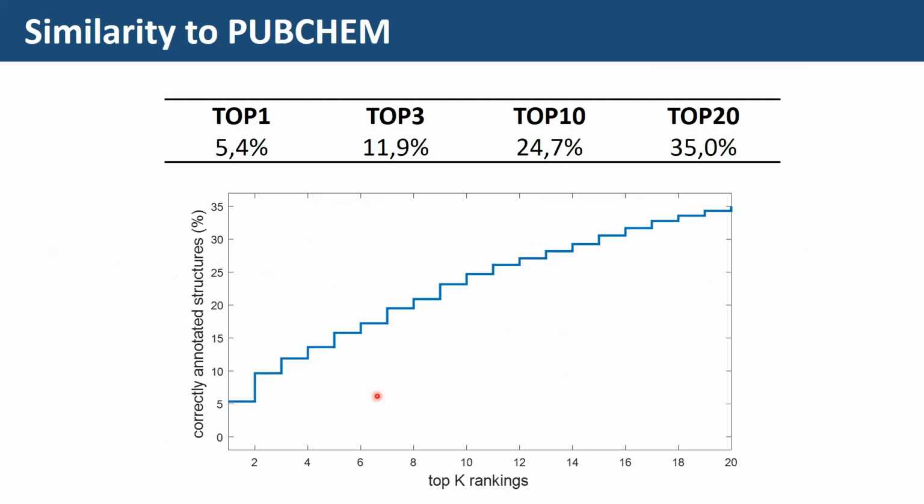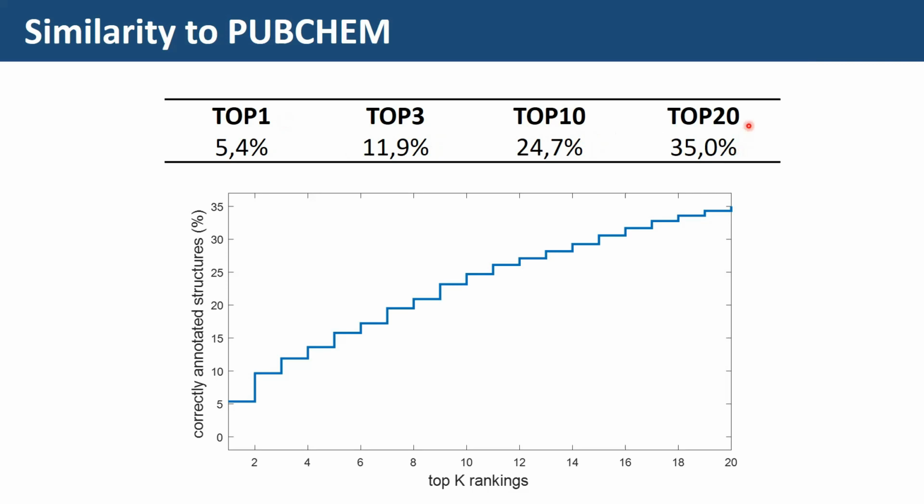These are the results we got, which are not perfect, but at least they gave us some indication. In 5% of the cases we found the correct annotation, the chemical in the first ranking of the list. In 12% of the cases in the top 3 positions of the list. In around 25% of the cases in the top 10 positions. And in 55% of the cases in the top 20 positions of the list.